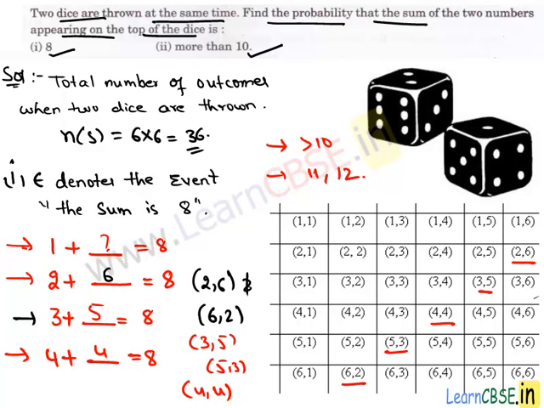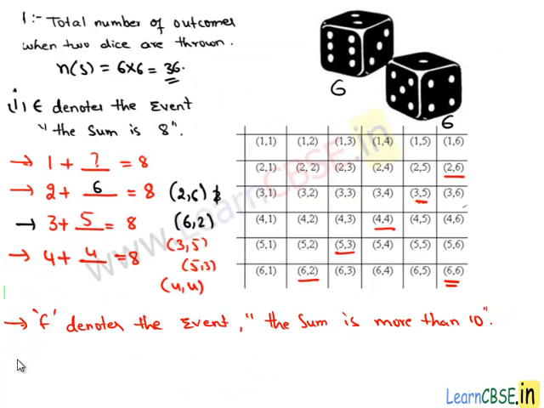So here we denote F as the event that the sum is more than 10. To get the sum 11, the number on each die must be either 5 or 6, that is, (5, 6) is one outcome, and (6, 5) is another outcome. So the favorable outcomes to get the sum 11 are (5, 6) and (6, 5). Similarly, to get the sum 12, the numbers on the dice should be (6, 6). So (6, 6) is another favorable outcome to event F.